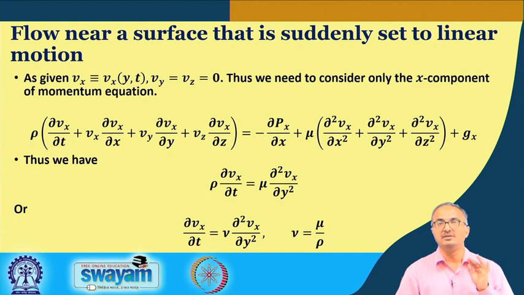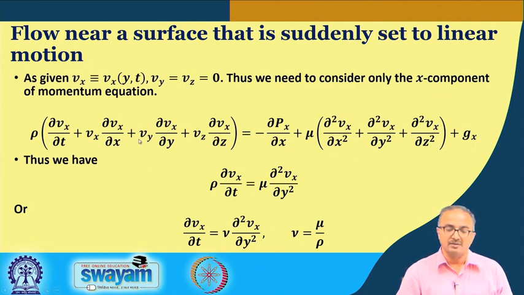Out of these three, we need to consider only one momentum balance equation, that is in the x direction. So, this is the x direction momentum balance equation. Here you can see that we have the unsteady state term. This gives rise to the dependency of the Vx on time. These are the inertial terms. This is the pressure force, this is the viscous force, and this is the body force, and as given in the problem, this body force is taken to be 0.